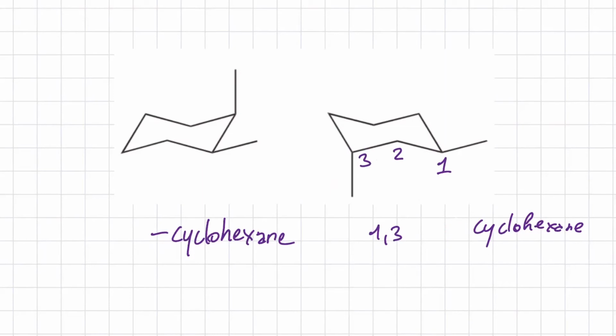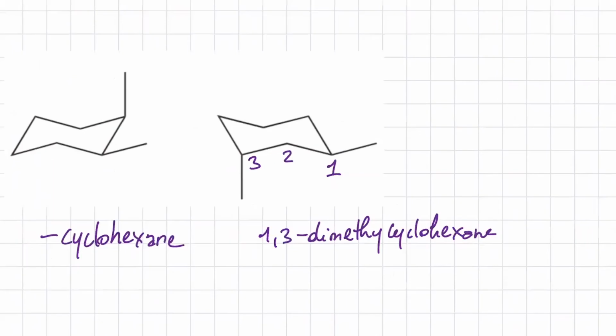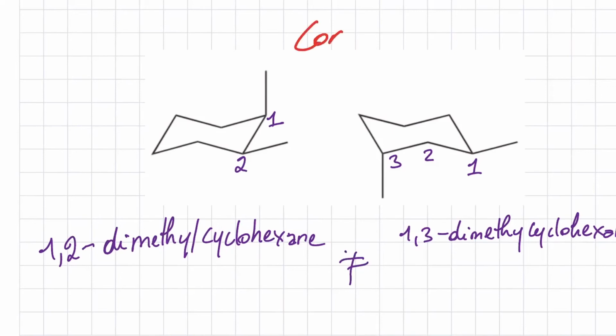Oh, I can remove this now. Dimethyl cyclohexane. What about this one? If we study the numbers here, 1, 2. Oh, I can already tell that the names are different. Here we have 1, 2 dimethyl cyclohexane. Names are different, so these two will be constitutional isomers.